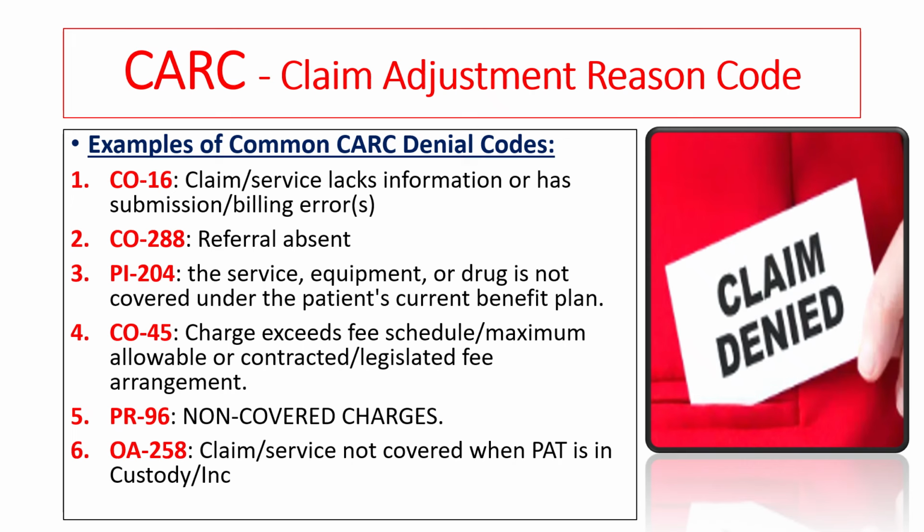Example 1 I have given. CO16 is telling that the service, procedure or claim lacks information, or has a submission error or billing error. They are telling you that you have a billing error. You did not submit the claim as per billing norms. As per submission, you are missing some information. What information, we don't know, but they are telling that you are missing some information. That is the beauty of the CARC code. The code is telling the doctor that you are missing some information.